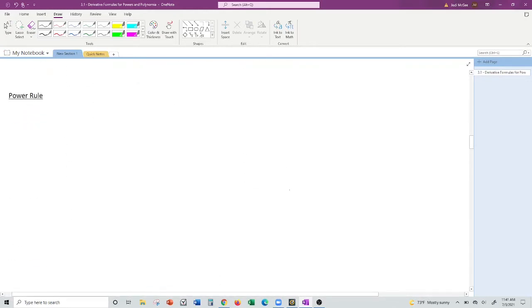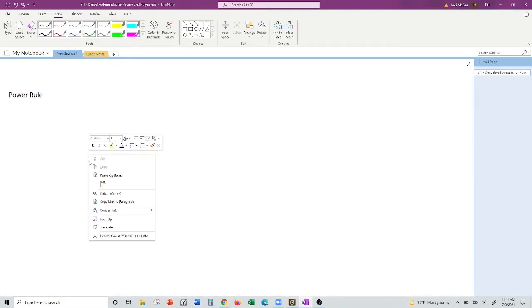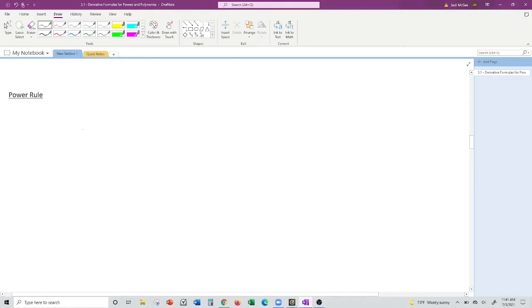Now we're ready to learn the power rule. So the power rule is our first official way of calculating a derivative. Alright? So let's see if I can bring my cursor to a starting place here. Okay, down here is where we are.